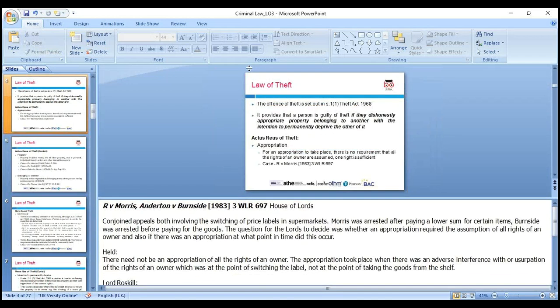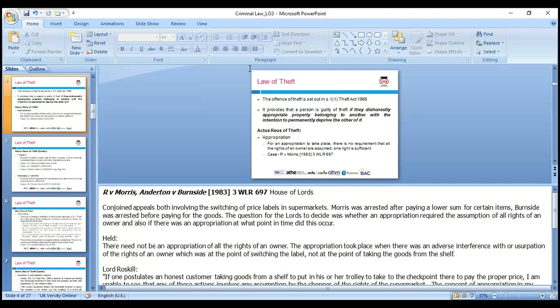The case went to the House of Lords. The appeals both involved switching the price label in the supermarket. Yes, Morris was arrested after paying a lower sum for an item. One side was arrested before paying for the goods. The question for the Lords to decide was whether the appropriation required the assumption of all rights of an owner, and also, if there was an appropriation, at what point in time did this occur? So we need to look at, like, a price tag you change.